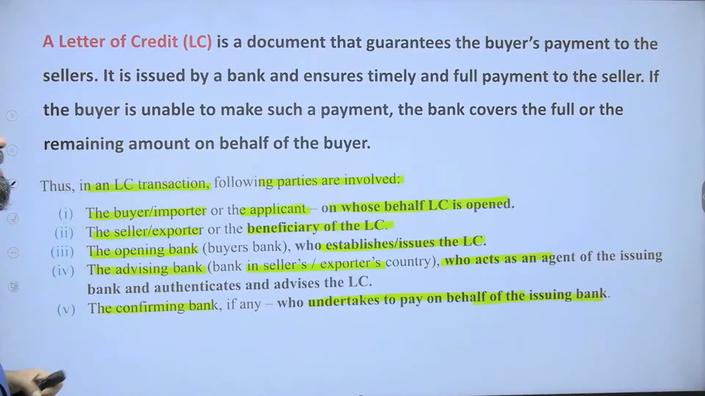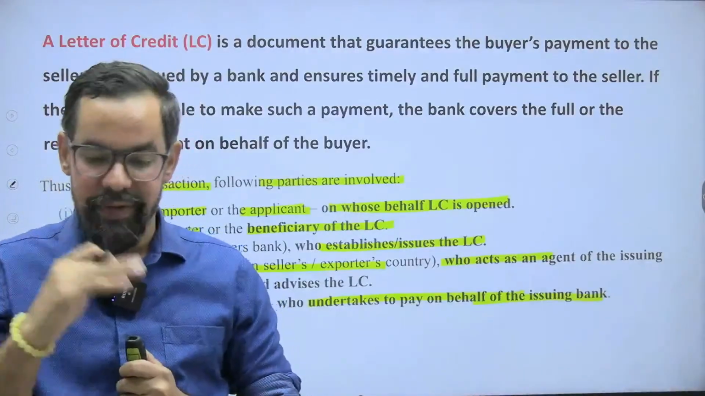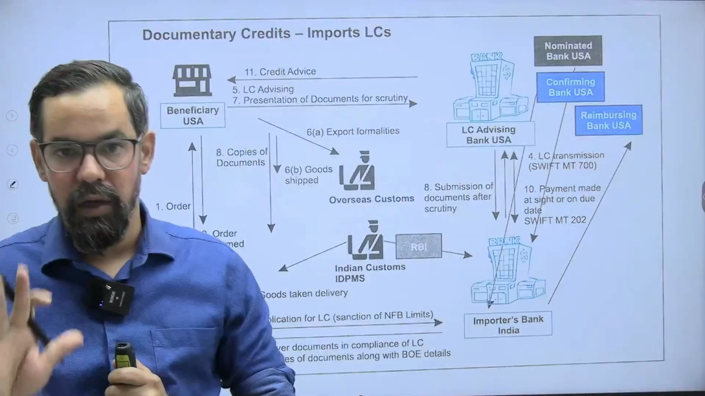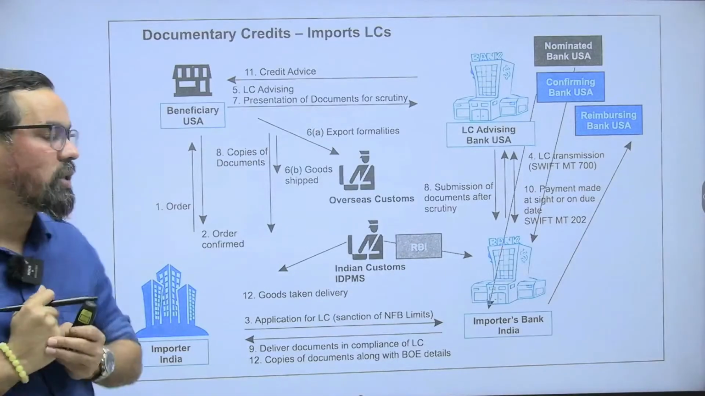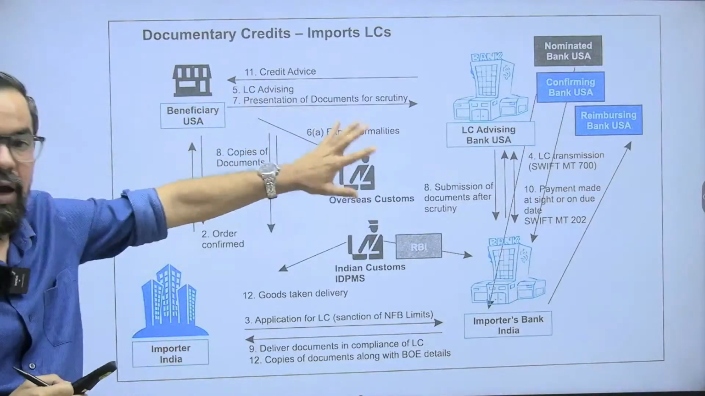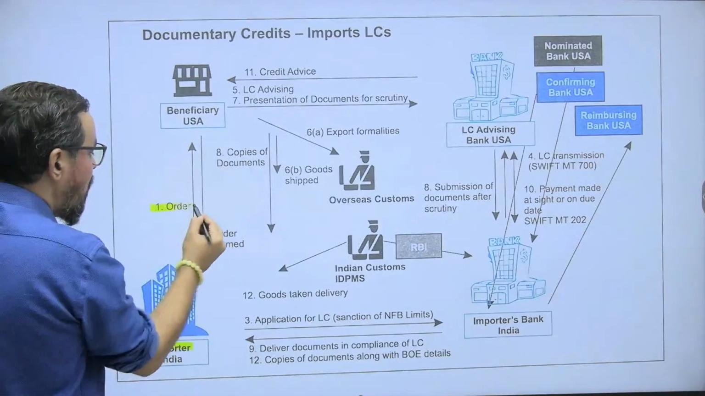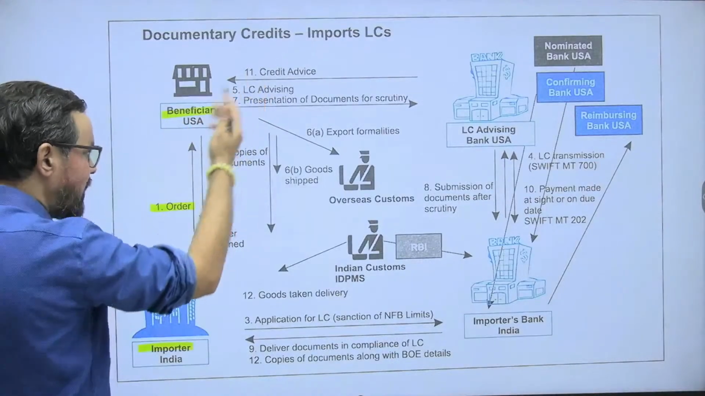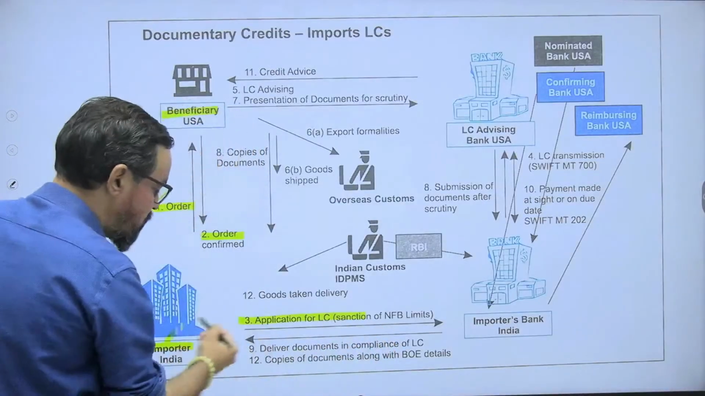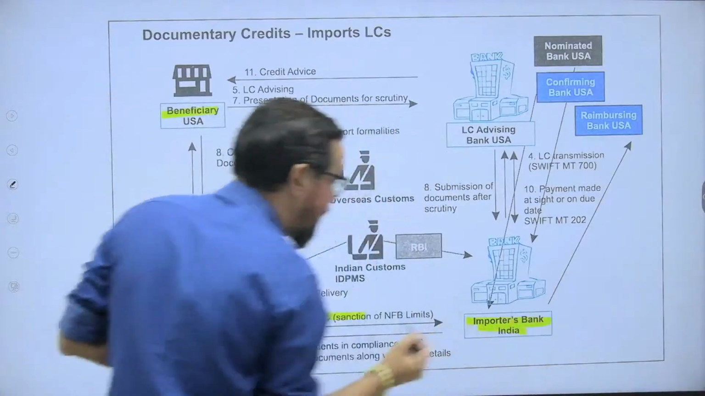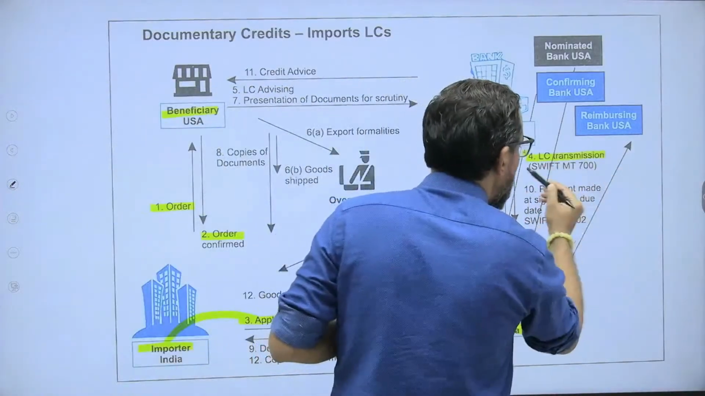So when it comes to the LC, it generally guarantees the sellers that if they fulfill the conditions, they will get timely and full payment for the shipment or whatever the sale is, right? So the entire process has these many steps. It starts when, let's say, an Indian importer enters into an order with a seller from some other country, let's say the US. Then order confirmation happens, then the application for LC by the importer with the importer's bank in India, let's assume any XYZ bank. Then we have LC transmission, which is Swift MT700.